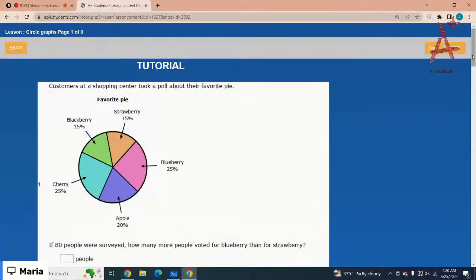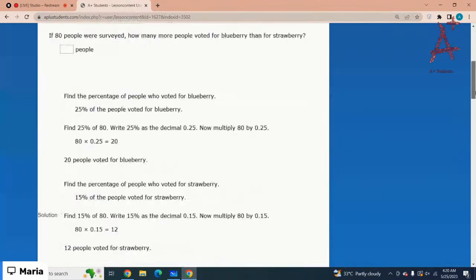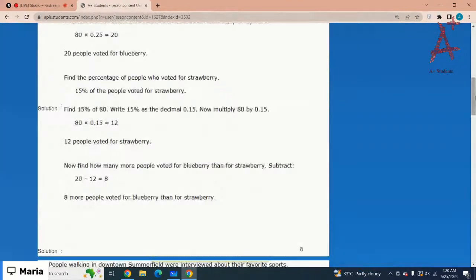If 80 people were surveyed, how many people voted for blueberry, then strawberry? Here you have blueberry 25%, so you have to calculate 25% of 80. Got it? Because you have 80 people surveyed. So 80 times 0.25 is 20. That means 20 people voted for blueberry.